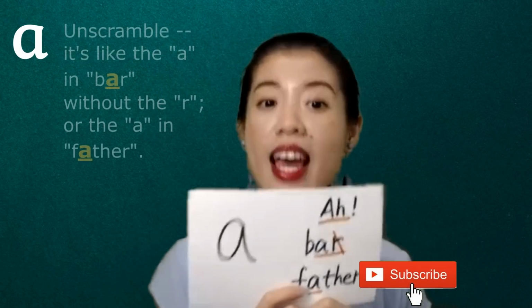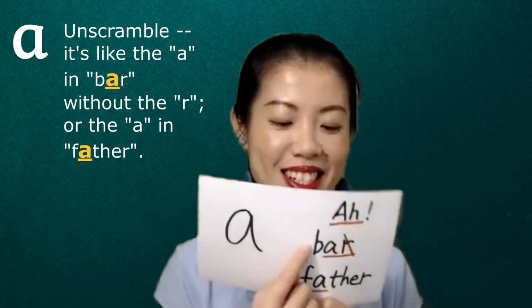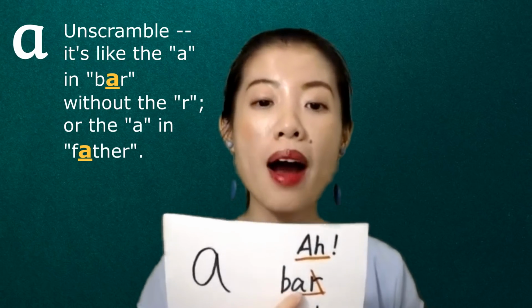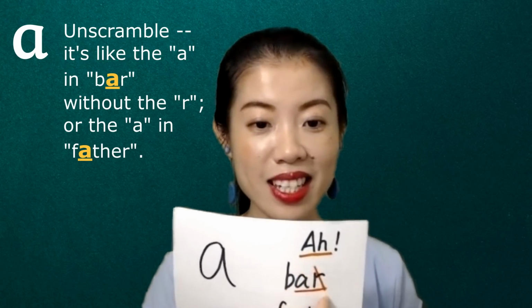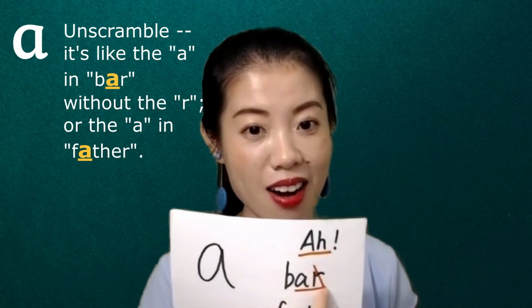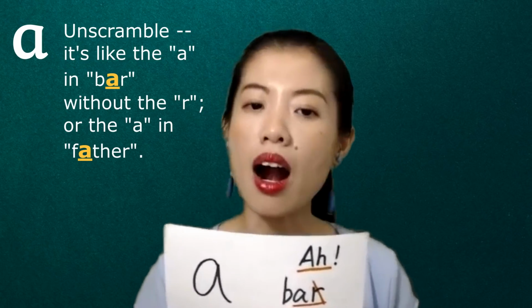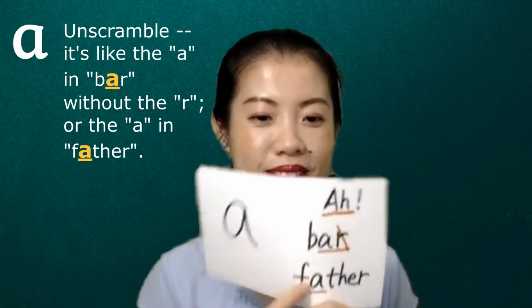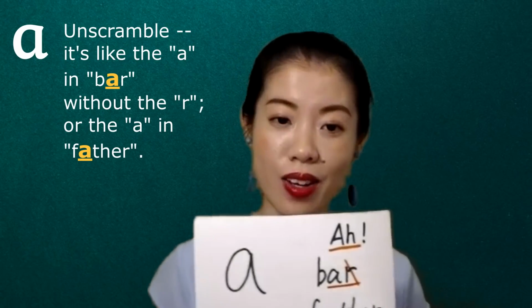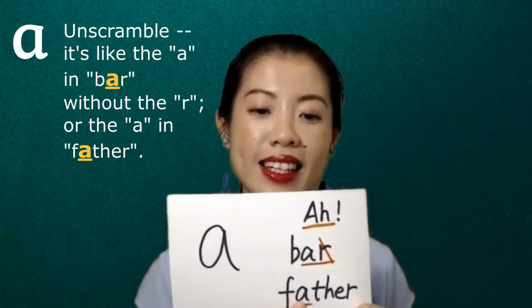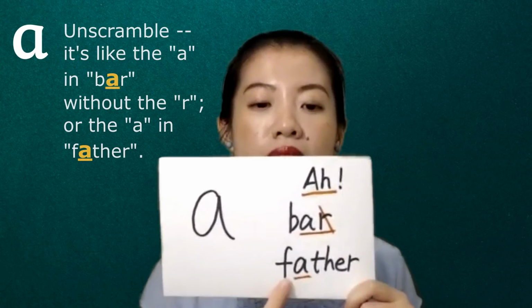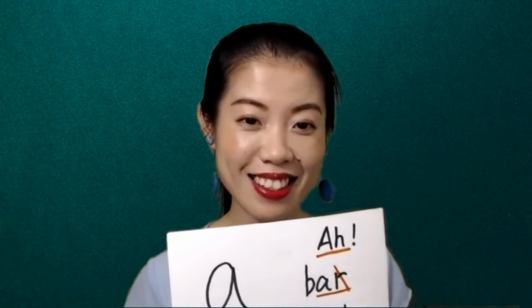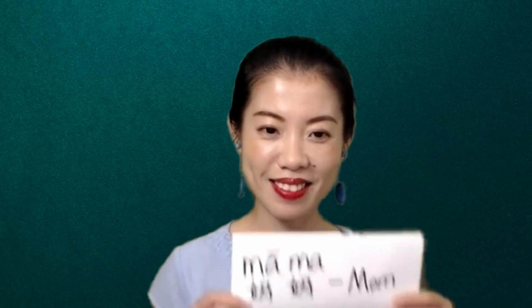Or let's get to the unscramble words. So a is like ar in bar without the R sound. So it's a, not R. That's why I cross this R out. Or it's also like the ar in father. You got it?